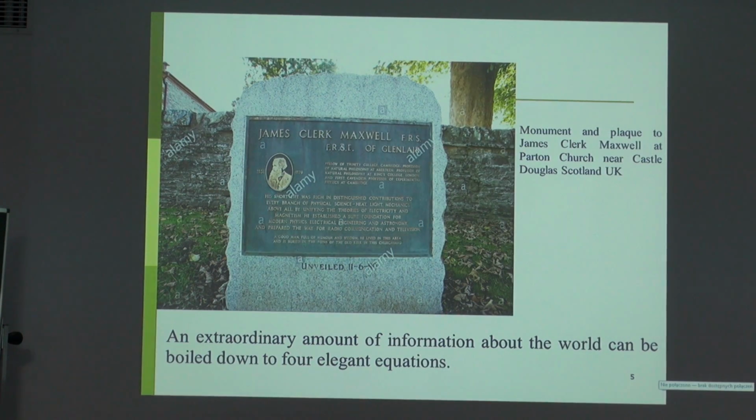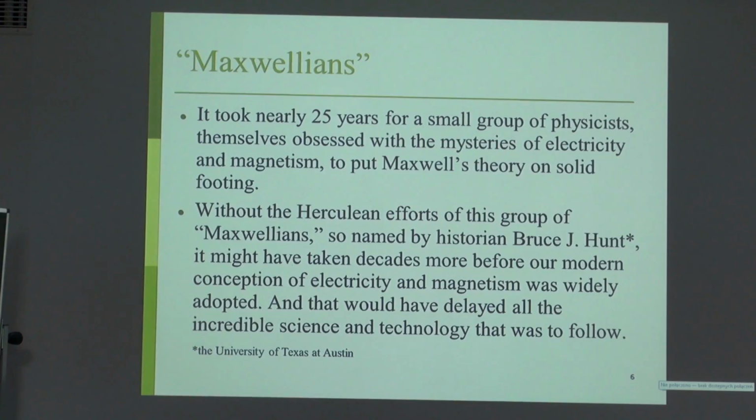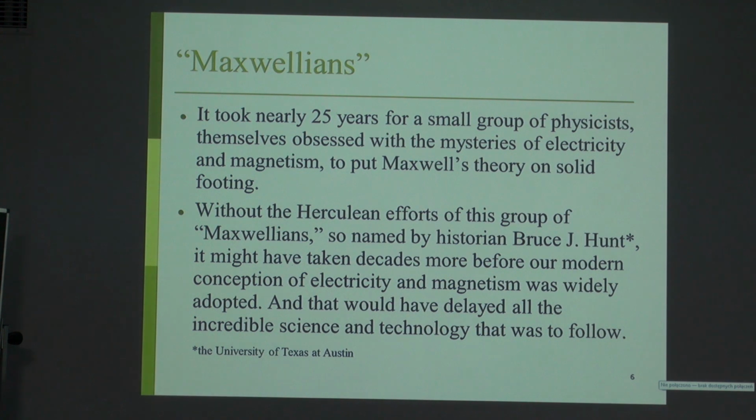And he did a lot of work, because an extraordinary amount of information about the world can be boiled down to 4 elementary equations. At first, there were 20 equations, but in the end, there were only 4. So it took nearly 25 years for a small group of physicists obsessed with them.